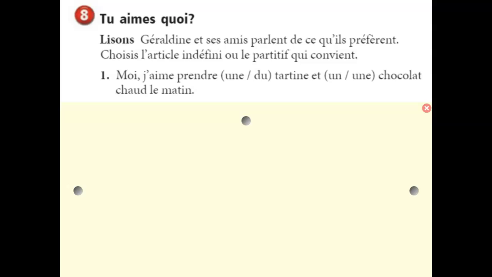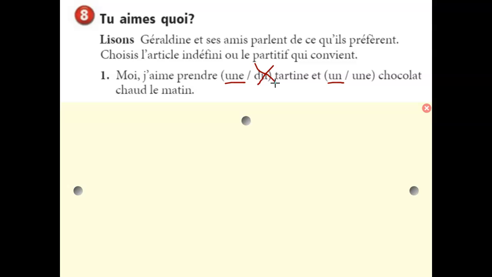So, numéro 1, we would say, moi, j'aime prendre une tartine et un chocolat chaud le matin. So this you should be able to get directly from your vocab sheet, because on your vocab sheet you have une tartine, which tells you that tartine is feminine. Therefore, we can't use du, because du is a combination of de and le, and we use le in front of masculine words. So that's not even an option.